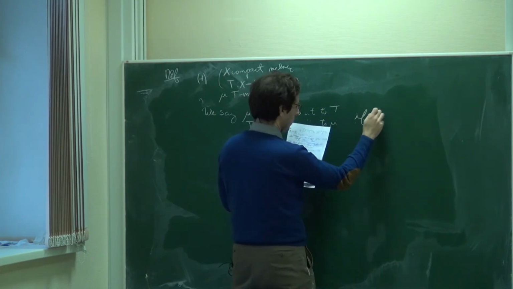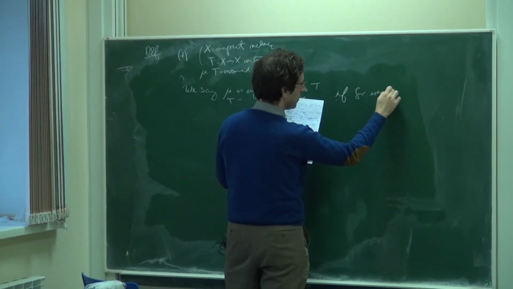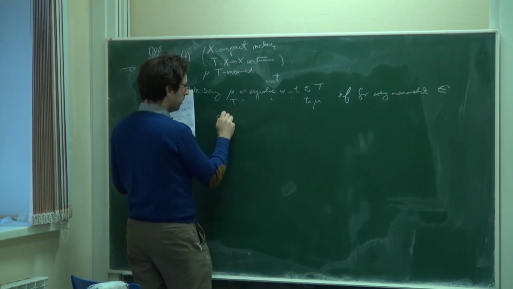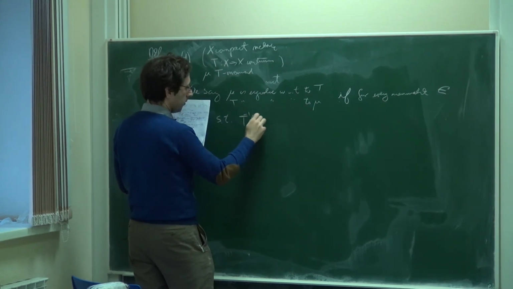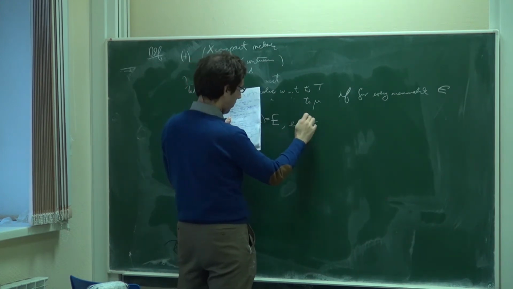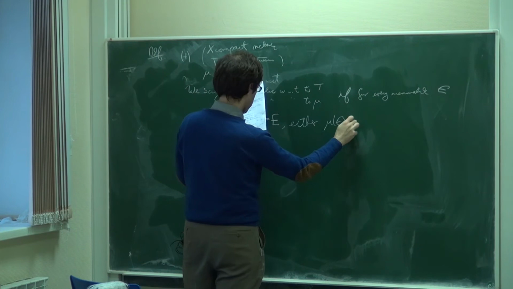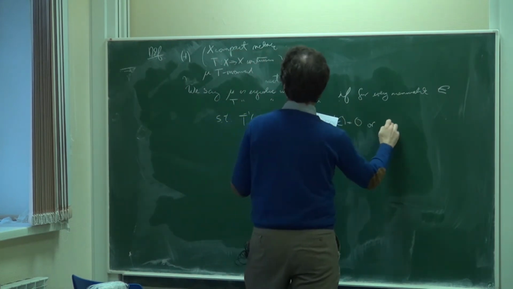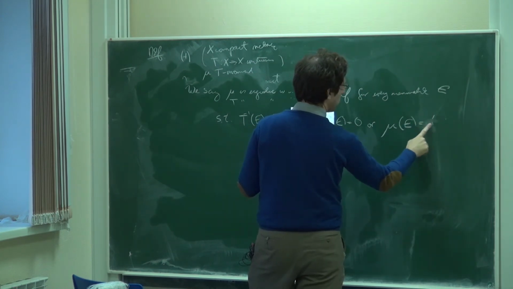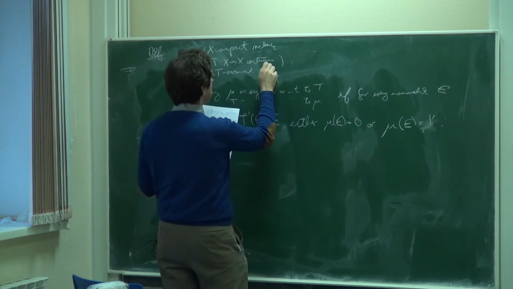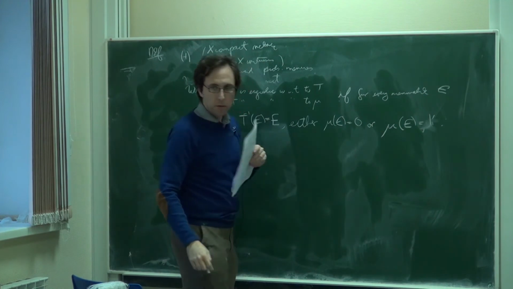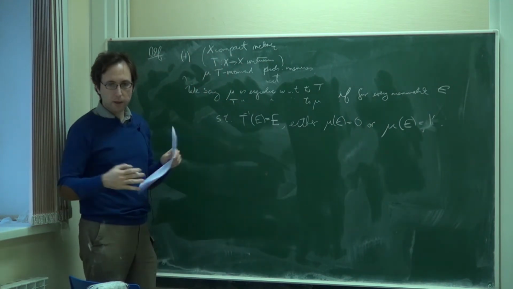If for every measurable E that is invariant, so every invariant subset must have either zero measure or full measure. Well, one, since we are dealing with probability measures. That's the definition. So every invariant subset must be either tiny or enormous.